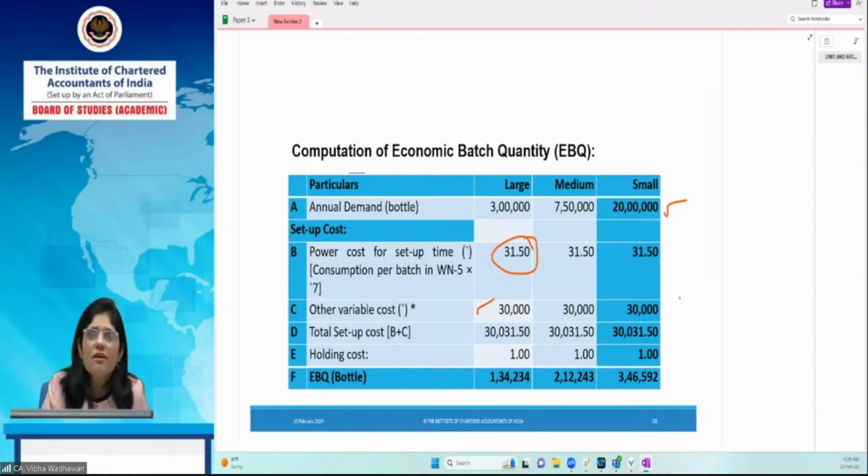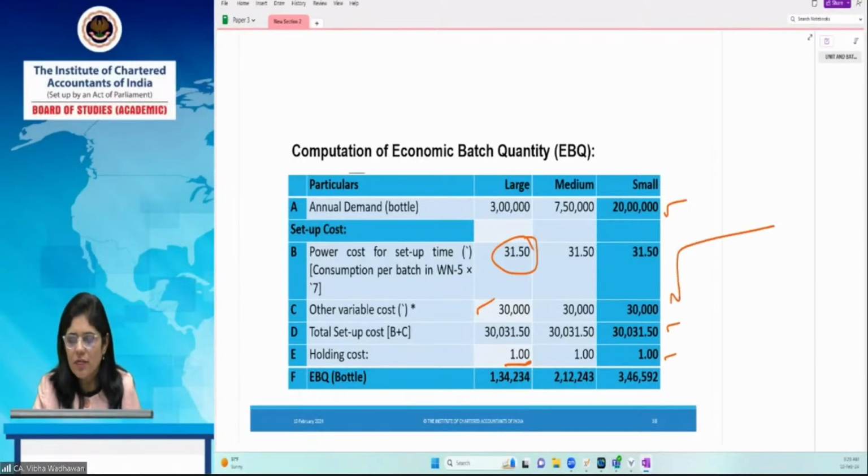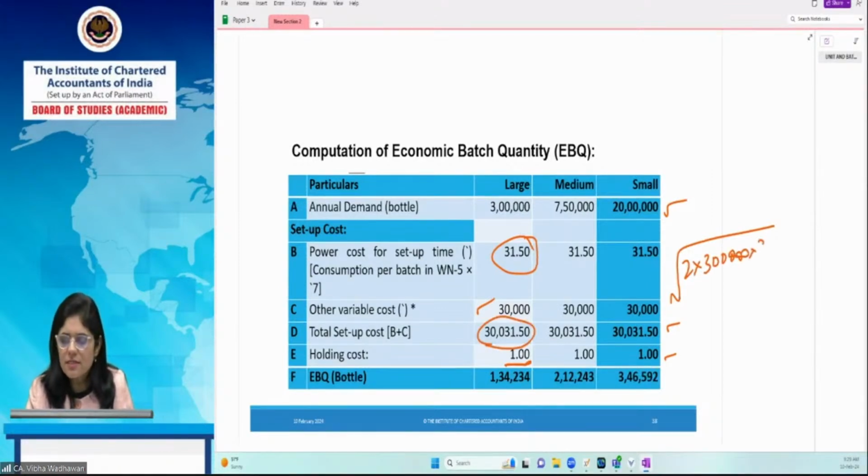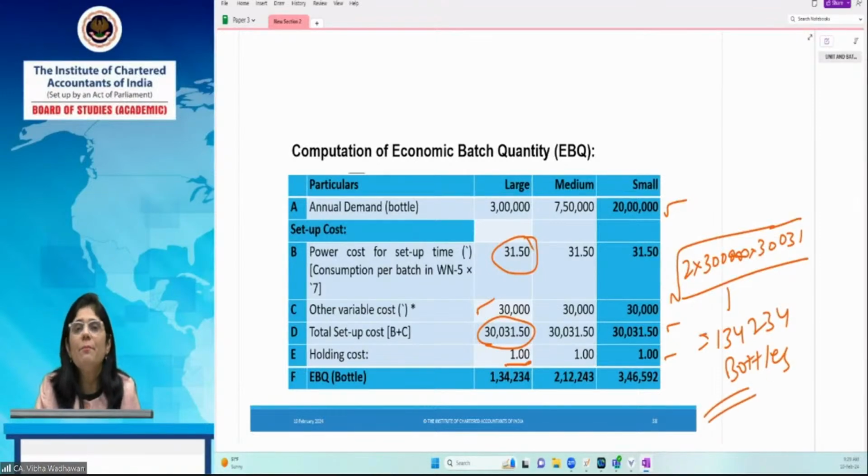So what we require for EBQ? Setup cost and holding cost. Holding cost is 1 per bottle per annum. All right. So this is the total holding cost. This is the total setup cost. So for large, you can calculate 2 into 3 lakh into setup cost 30,031. Holding cost is 1. So if you calculate, you will get 134,234 bottles. It should be the economic batch size.